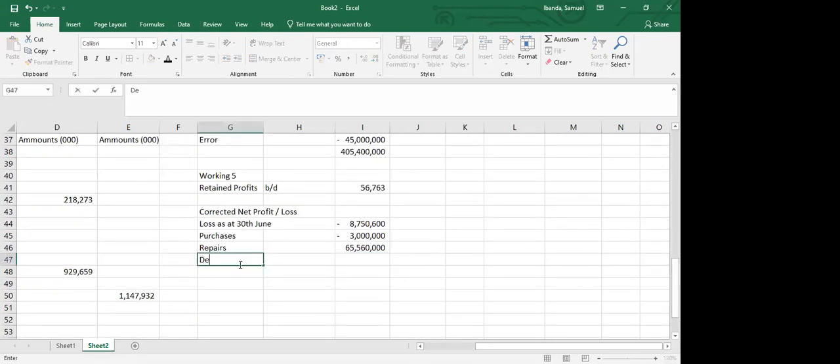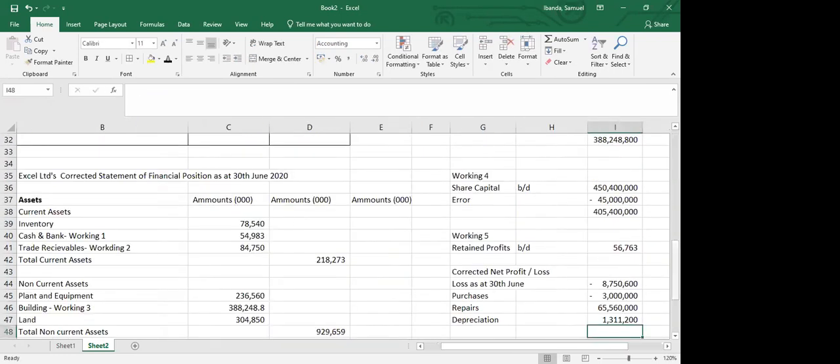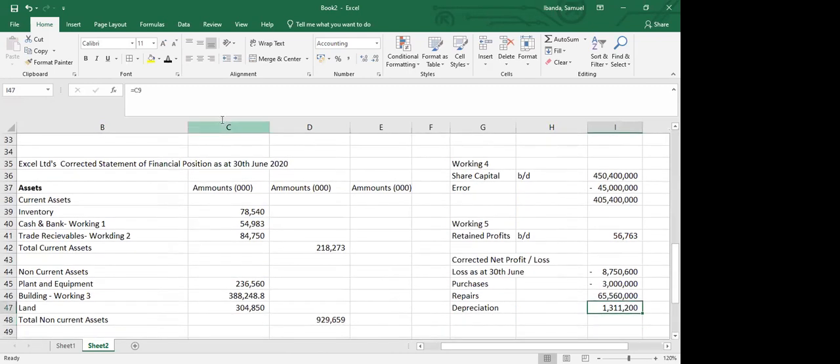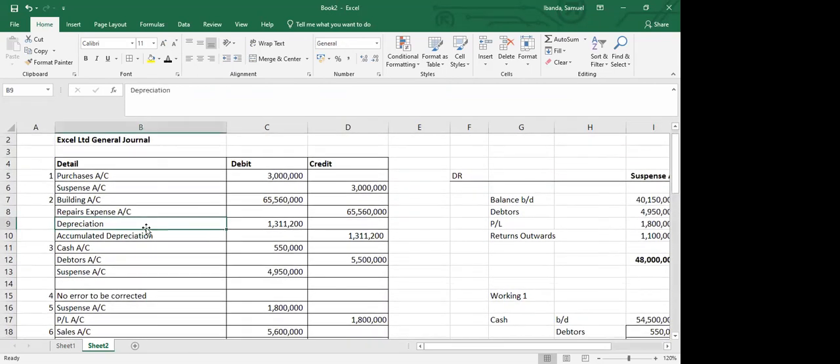So depreciation, I can just try to reference this value here. Yes. Now for it, I'm going to put it as a negative. Why? Because it's an extra expense. Remember, for repairs, I put it as a positive because we're trying to reverse out the repairs that were recorded wrongly. You get it? So cash doesn't affect. Suspense, now we have something on item 5.